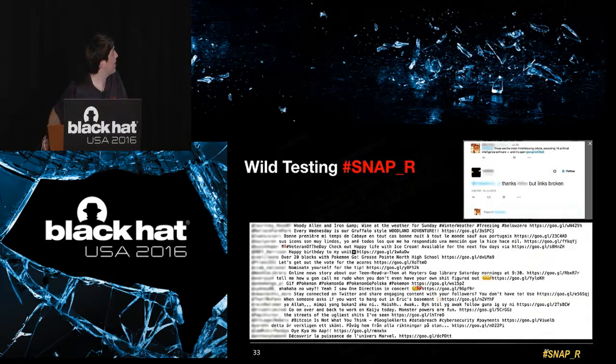So we started off with some wild testing of Snapper, and it actually did surprisingly well. The bottom shows some of the tweets that it generated, and you can see it's talking about hashtag InfoSec, hashtag Pokemon Go, things like that. You can see it's talking about Woody Allen, and the seventh tweet down is talking about Pokemon Go. So it's actually generating some pretty good tweets. Even when we posted some of them, people responded saying, thanks, but link's broken. So this is very good proof of concept.